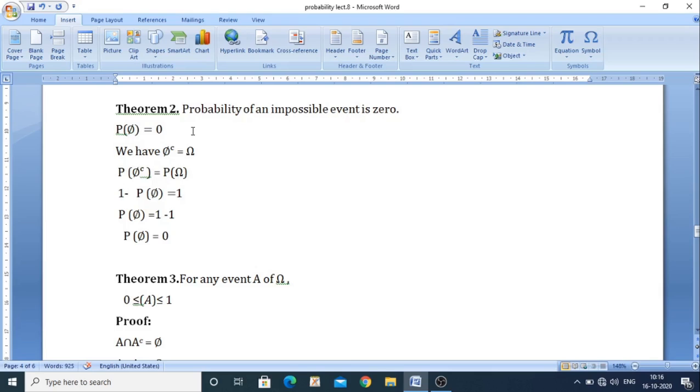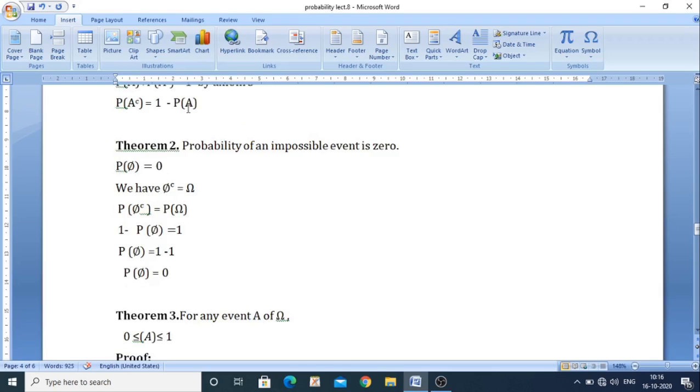But just now we have proved that probability of A complement is 1 minus P of A. So instead of A we can substitute phi. So P of phi complement is nothing but 1 minus P of phi. And this P of omega is always 1. That also we know by axiom 3. So 1 minus P of phi is equal to 1.